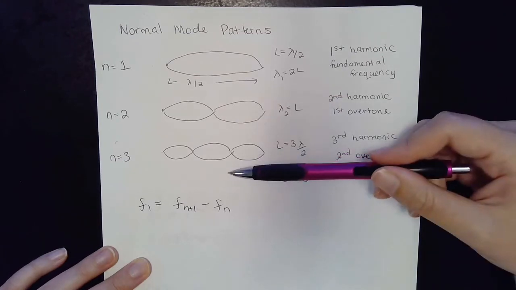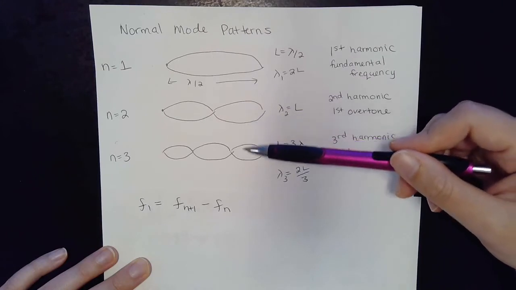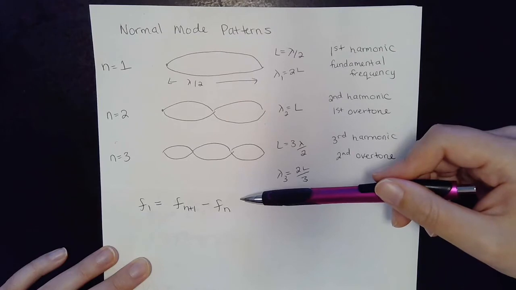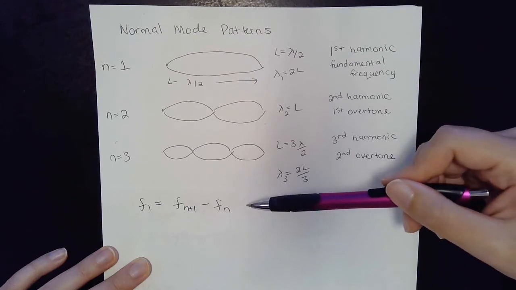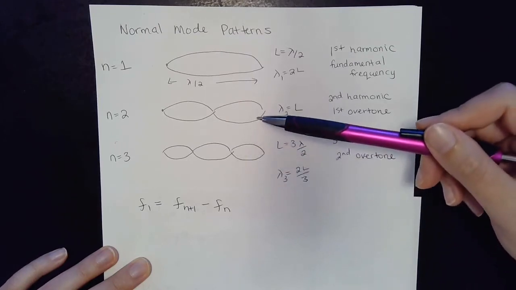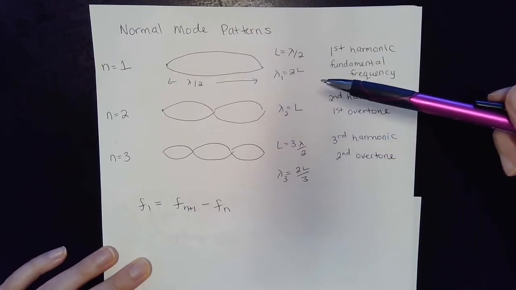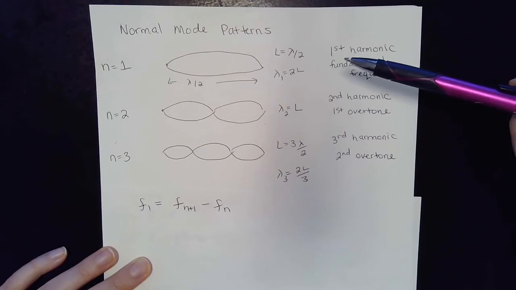And here we could subtract any two consecutive frequencies to find the fundamental frequency. So f1 equals f sub n plus 1 minus f sub n. So that could be f3 minus f2, or f2 minus f1, or f51 minus f50, any two that are consecutive.